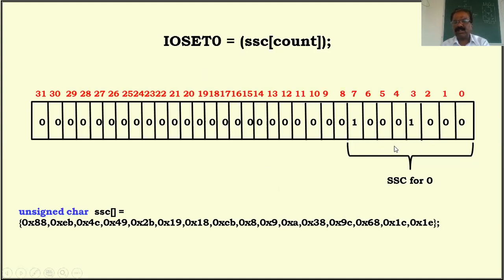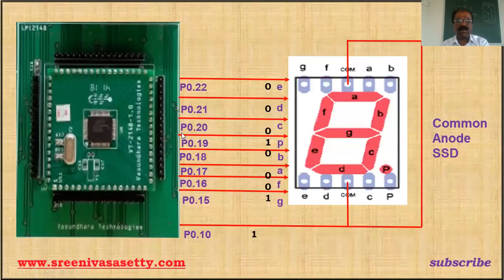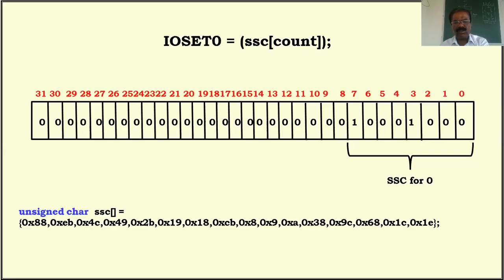Therefore, I have to shift this 8-bit data towards the left. How many times? 15 times. From here, it automatically shifts towards the left. So bit number 0 comes to bit number 15 and bit number 7 comes to bit number 22. In this hardware, we are using P0.15 to P0.22. Therefore, you are not supposed to write this statement as it is.